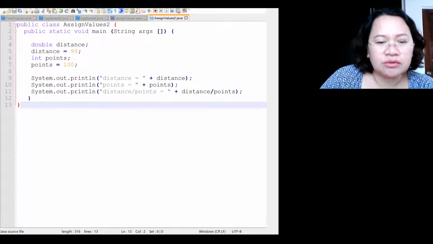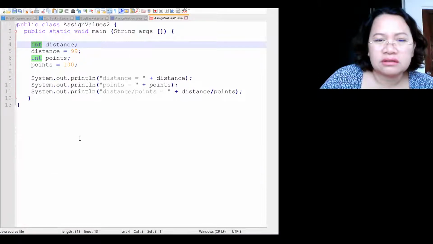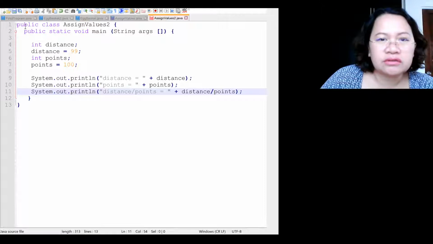Now, what if himuon na tong int ni si distance. So now, distance is int, our points is also int, and then we do division here, nag-divide ta. Okay? So, distance divided by points. So, unsay result ani karon kay nahimon mo na yung integer si distance.